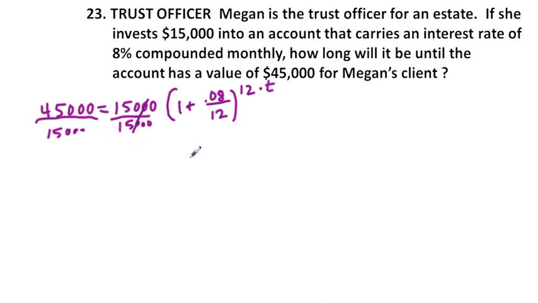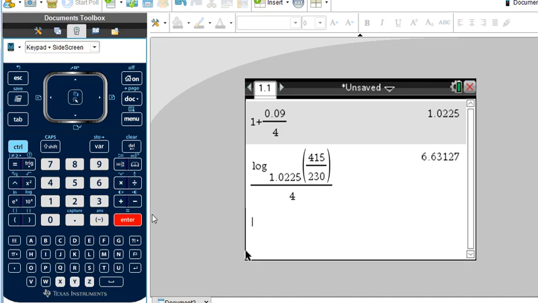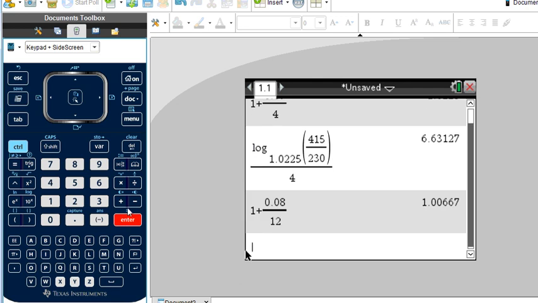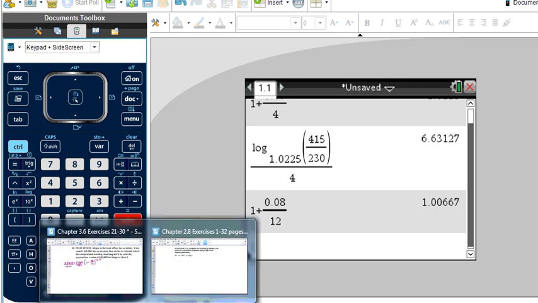What we have is, I'm going to put this 1 plus 0.08 over 12. Let's go to the calculator now. 1 plus 0.08 over 12. So we get 1.00667. I think it's going to be 66666 and so on, right? So let's go here.